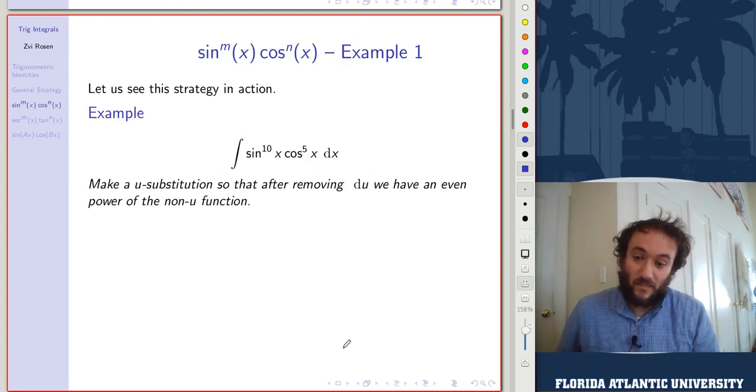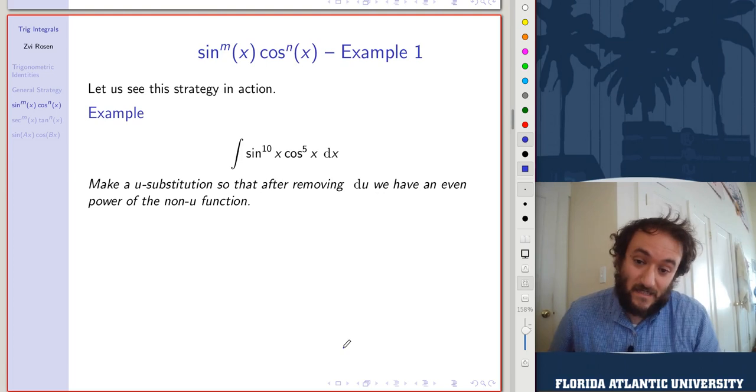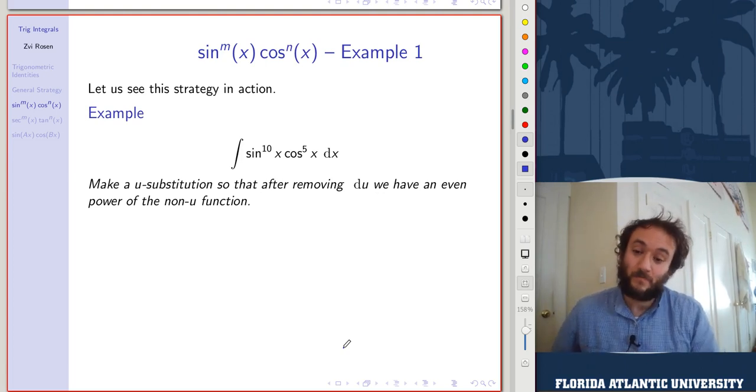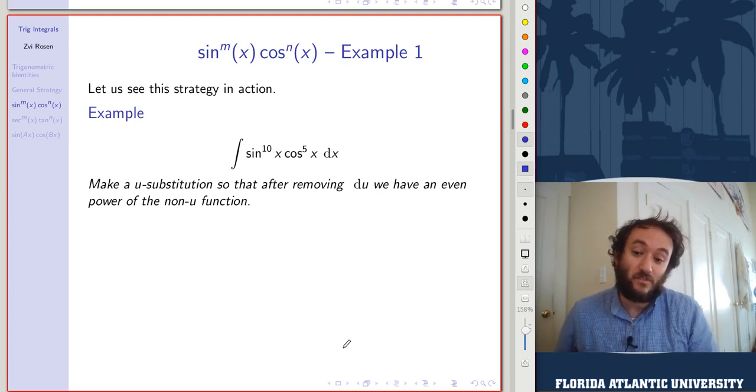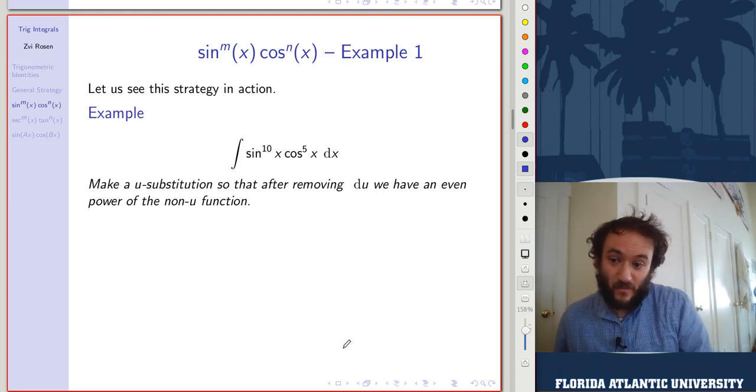Okay, but let's start with an example of sine to the m cosine to the n. So our particular example here is the integral of sine to the 10 x times cosine to the 5 x dx. And you'll remember the first step of our strategy is make a u-substitution so that after removing du, we have an even power of the non-u function. So let's try it with u equals cosine of x.